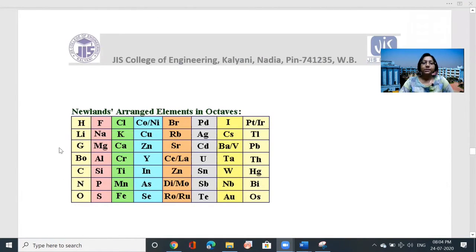Here you can see Newland's arrangement of elements in octaves. Here we are getting 1, 2, 3, 4, 5, 6, 7, 8. After that, lithium, sodium, potassium, copper, rubidium, argentum. In this way he arranged them, and he is telling that the property after 8 elements becomes similar. So he is getting similar properties after the 8 elements.